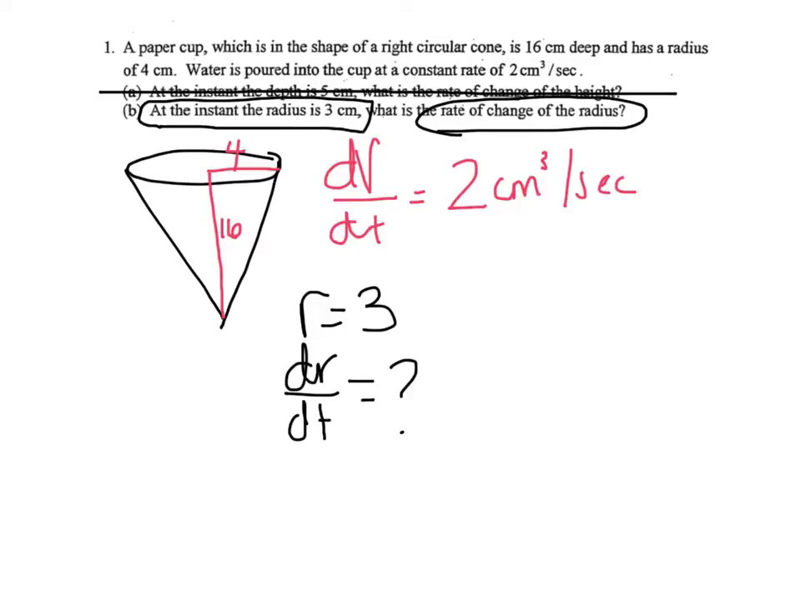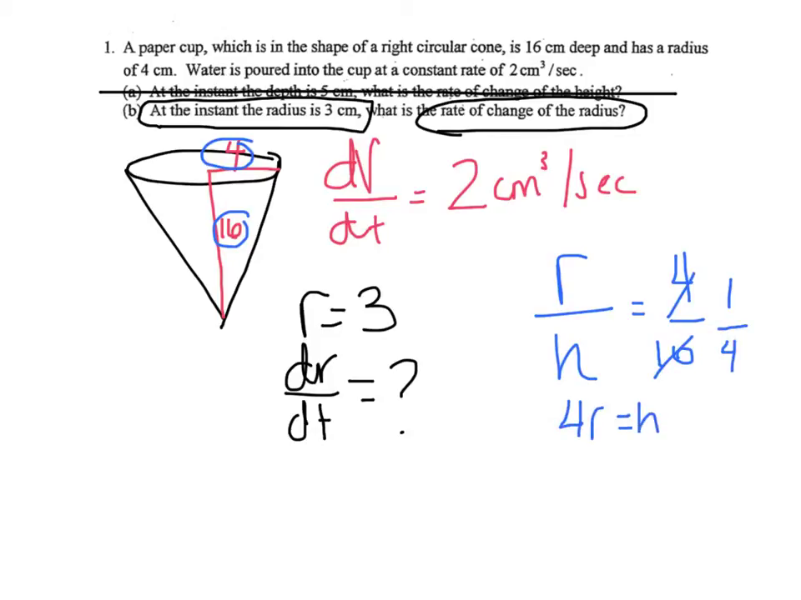So we're going to use that same ratio, radius over height. And remember, we're using the original. So the original radius is 4. The original height is 16. And we said that reduces to 1/4. And if I cross multiply, I got my 4r equals h, or if I divide that, r equals h over 4.